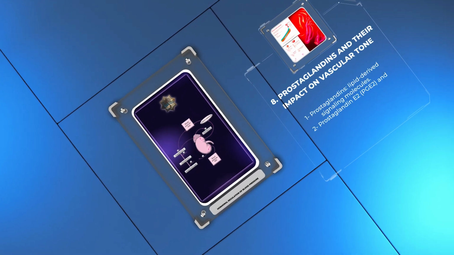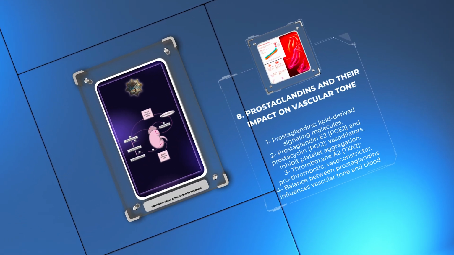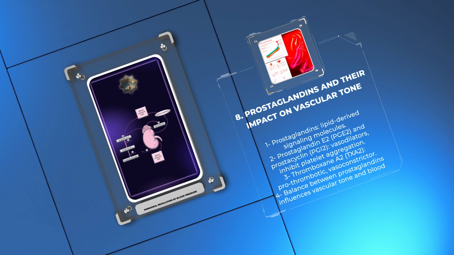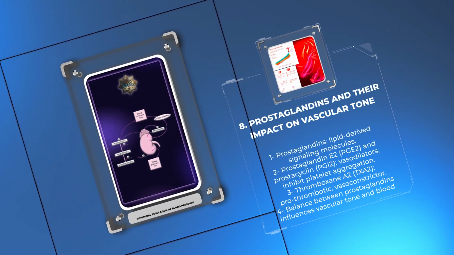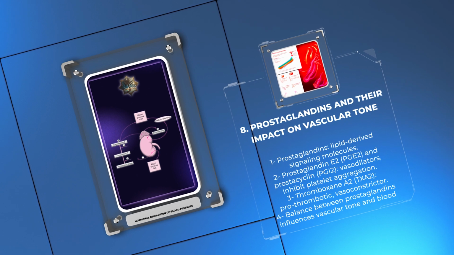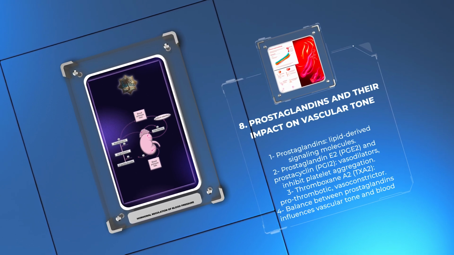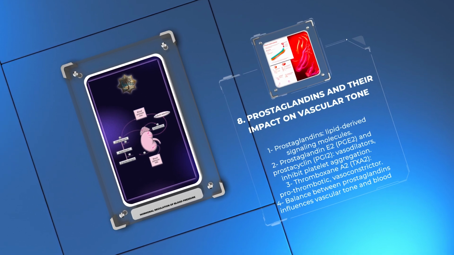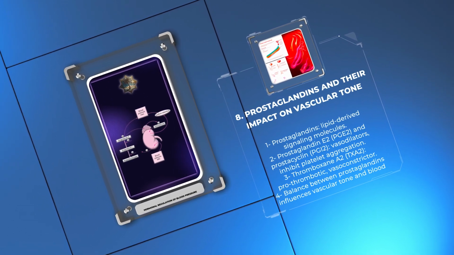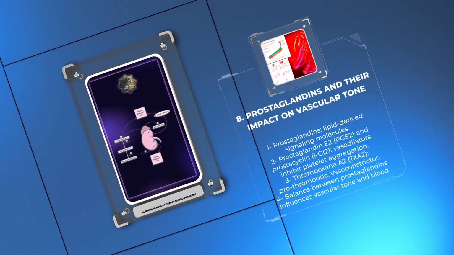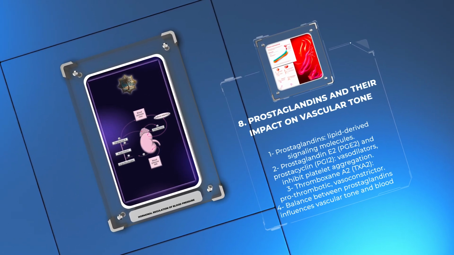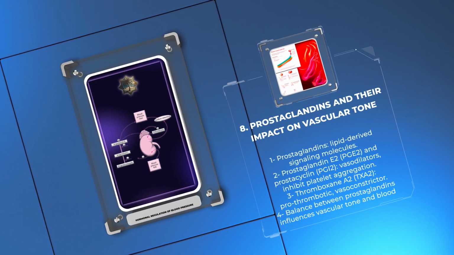Prostaglandins, lipid-derived signaling molecules, exert diverse effects on blood pressure regulation. Prostaglandin E2, PGE2, and prostacyclin, PGI2, promote vasodilation and inhibit platelet aggregation, contributing to a decrease in blood pressure. In contrast, thromboxane A2, TXA2, has prothrombotic and vasoconstrictor properties, potentially increasing blood pressure. The delicate balance between these prostaglandins influences vascular tone and overall blood pressure.